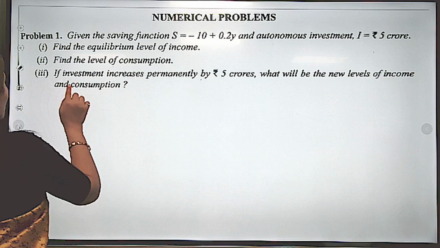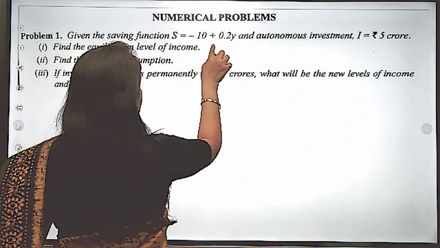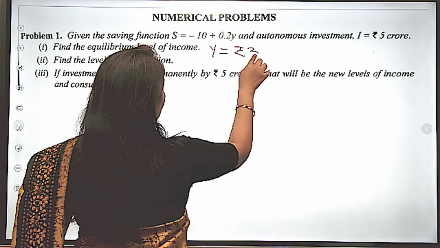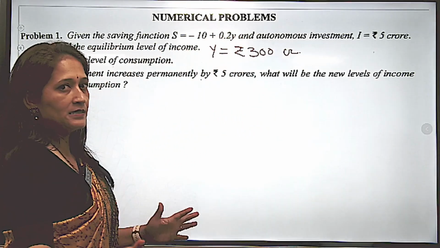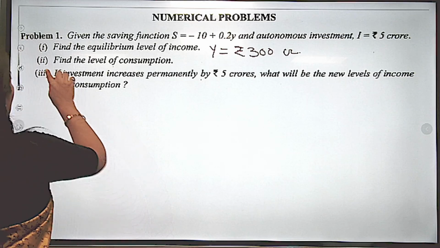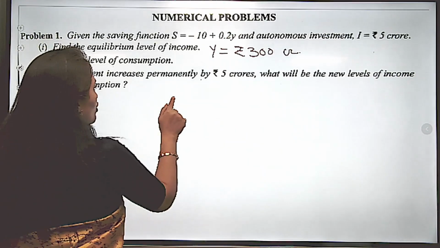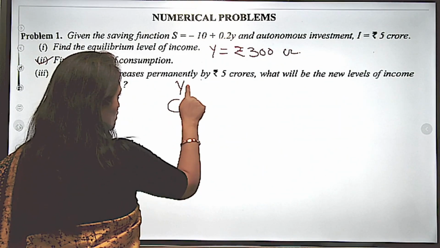Yes. Remember that we have got the value for Y now: Y is equal to rupees 300 crore. How did we get it? By solving the equation, savings equal to investment. Now we are required to find out the level of consumption. You all know the formula for consumption. Income is what?